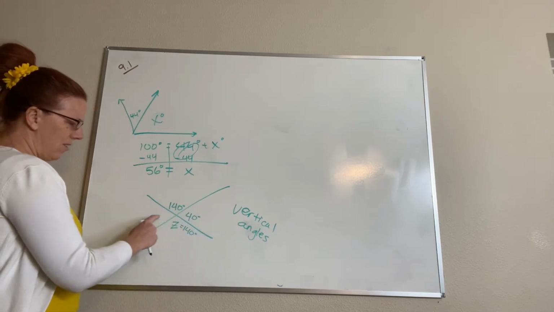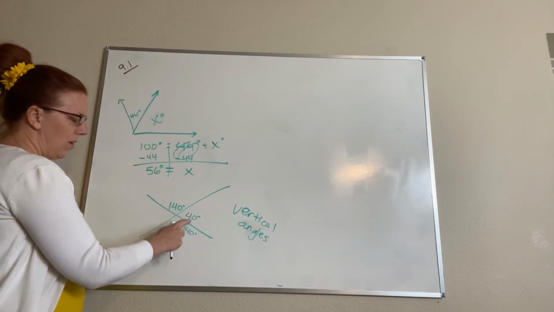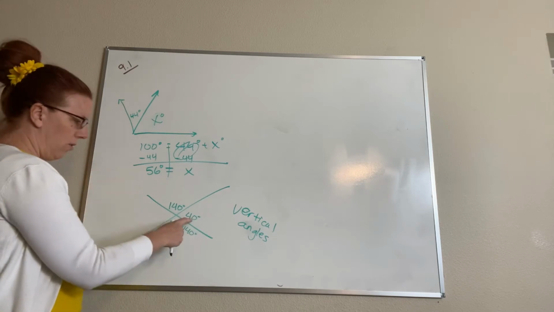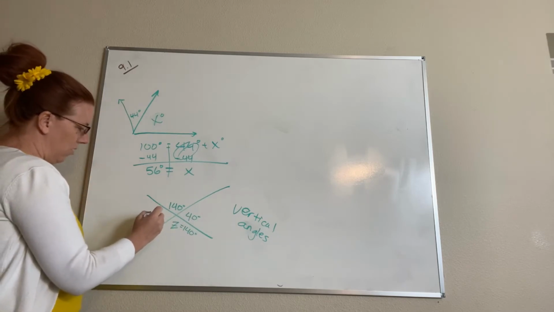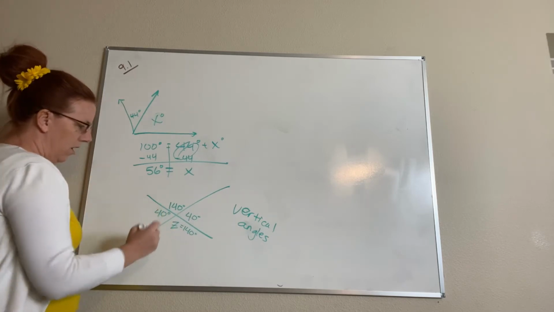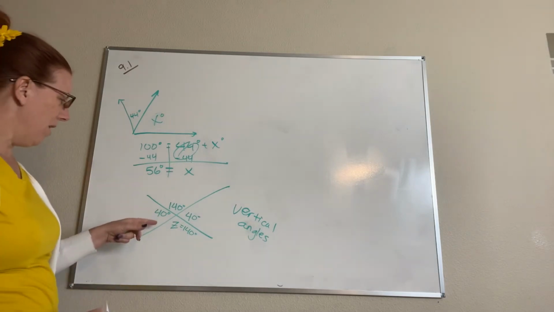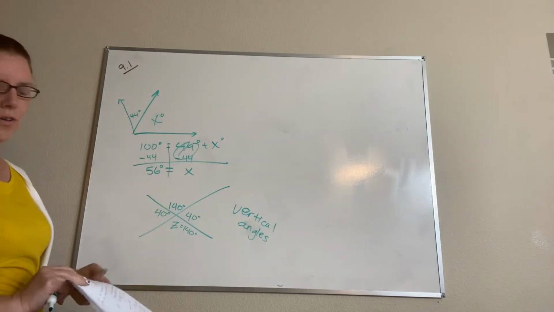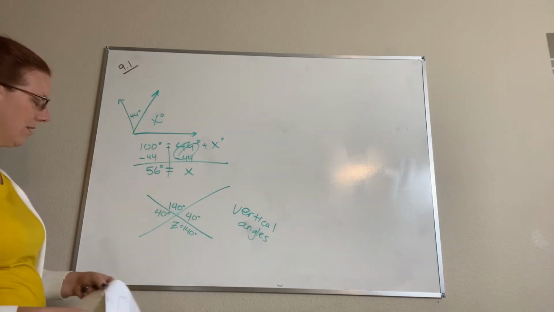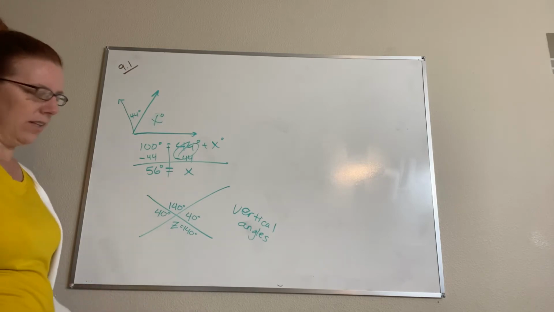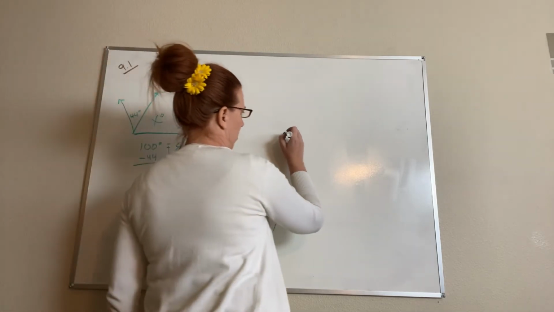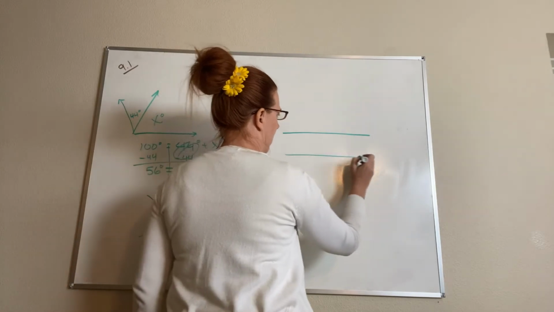By the way, these are vertical angles. And vertical angles are congruent. So if that's 40, then this is also 40 degrees. So in an X shape, I can give you one angle measure and you can come up with all the rest. Okay? All right, the last bit of this section talks about two parallel lines.